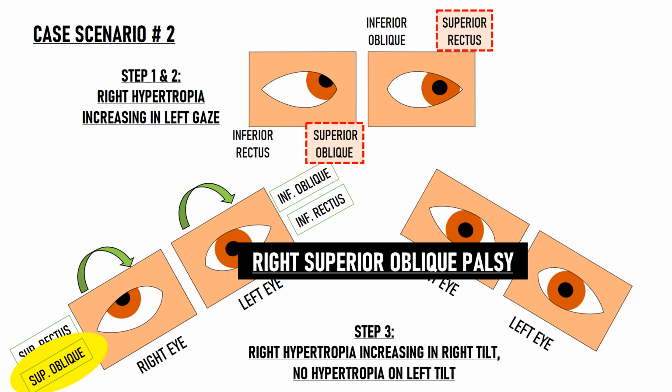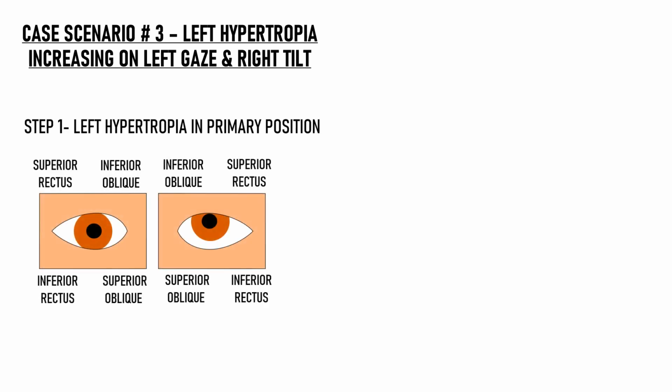Let's discuss what happens when the other two cyclovertical muscles are also paralyzed so that we are familiar with each outcome. So scenario 3, the patient has left hypertropia increasing in left gaze and right tilt. Step 1, patient has left hypertropia, left eye is higher than the right eye, so either the depressors of the left eye are not working or the elevators of right eye are not working. So we are down to left inferior rectus, left superior oblique, right superior rectus and right inferior oblique. The other four muscles, which are right inferior rectus, right superior oblique, left superior rectus and left inferior oblique, we have eliminated all four of them.